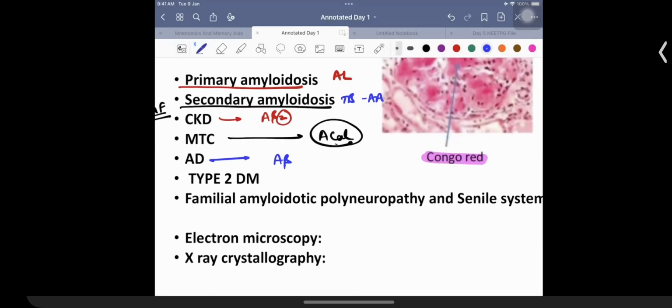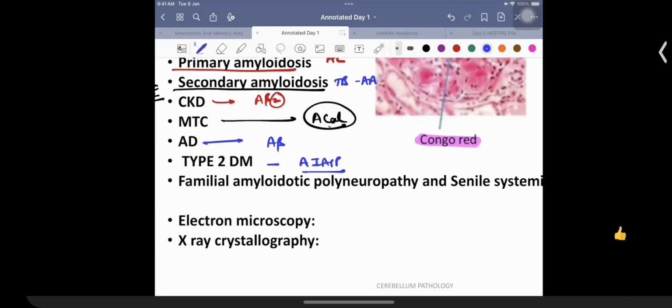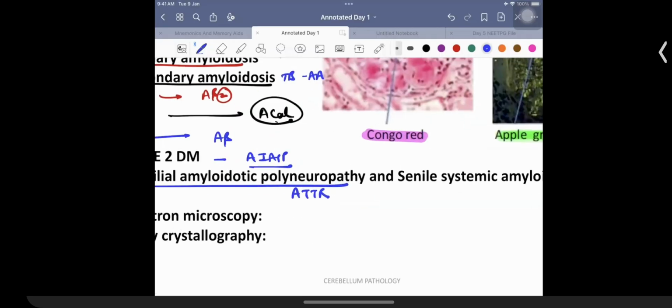Type 2 diabetes, I want you to remember the patients are going to be having an issue that is going to be AIAPP. Has never been asked in the exam, but you need to remember that amyloid is associated with type 2 diabetes mellitus. That's the only point worth remembering so far as this kind of a discussion is concerned. Familial amyloidotic polyneuropathy is ATTR. Senile systemic amyloidosis is again ATTR.